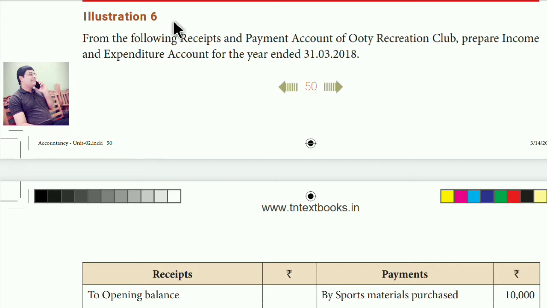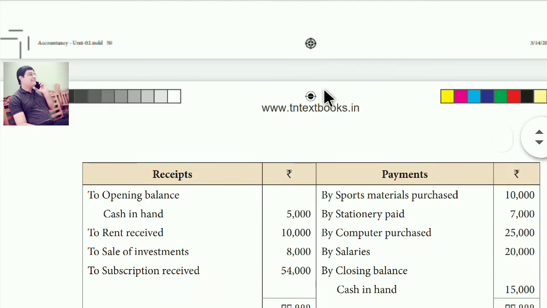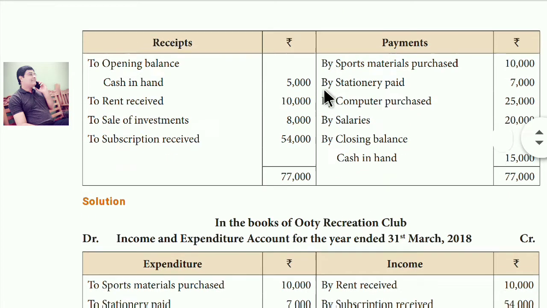Today we are going to discuss income and expenditure account. Illustration 6, page number 50. Very important sum for income and expenditure for 3 mark sums. From the following receipts and payment account of OT Recreation Club, prepare income and expenditure account for the year ended 31st March 2018. Now, see the question.